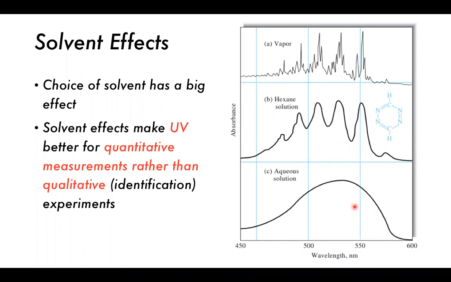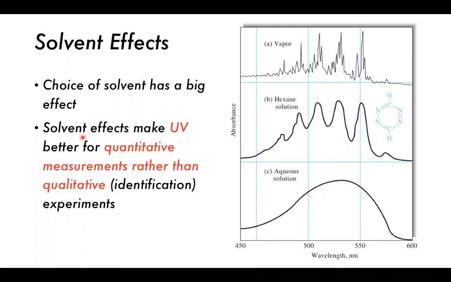So the non-polar solvent hexane is an alkane. You might have remembered that from any organic lectures you've had, just chains of carbon and hydrogen atoms. And then here, the aqueous solution is dissolved in water. We have a very broad peak. There's no real fine structure here. You could not use this for any kind of qualitative measurement, but you could still use it for quantitative measurement. There's still a peak here. So that's good. So the choice of solvent has a big effect.